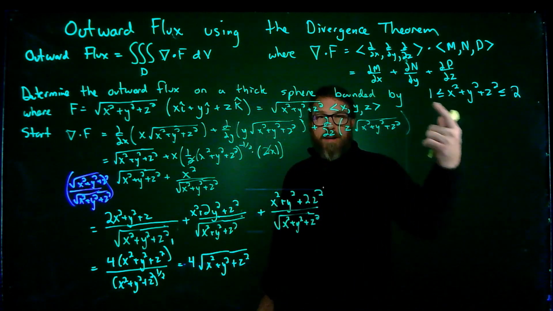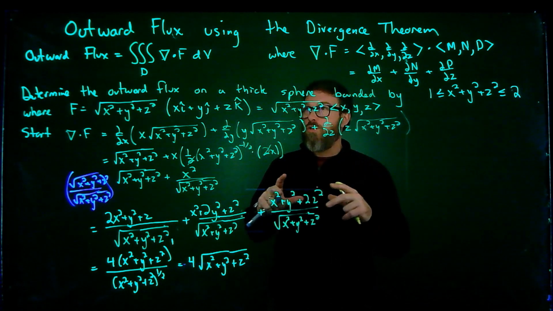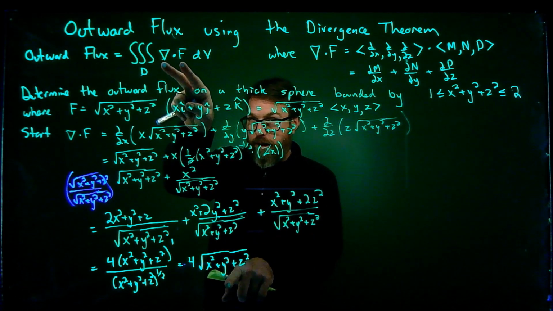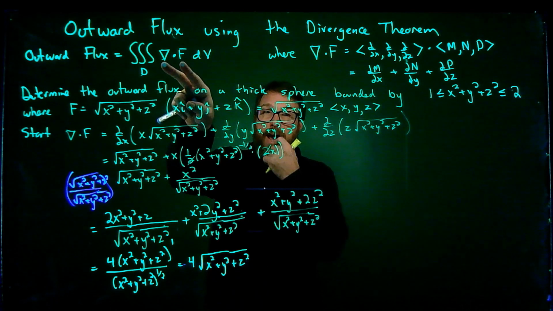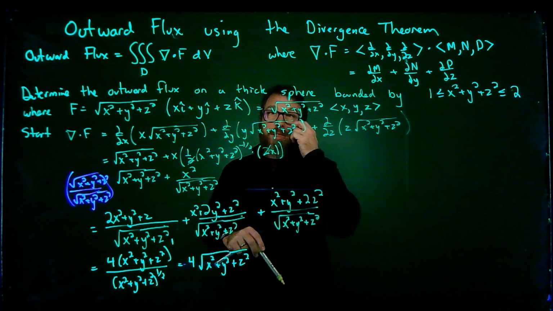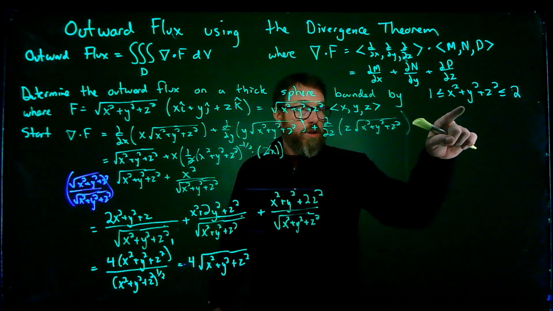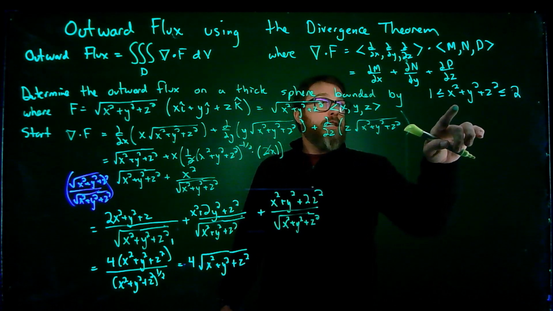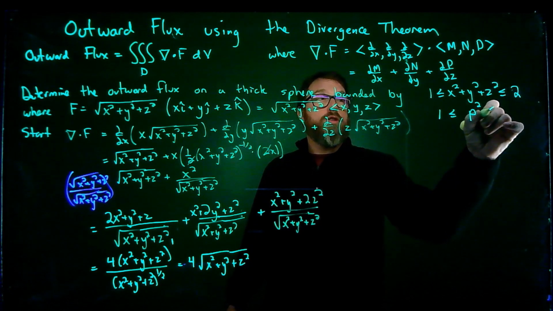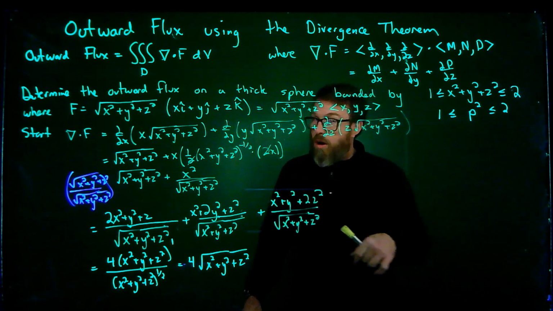Now, let's go back to the bounds here. We're talking about this being done on a thick sphere, because remember, we're going to have to integrate over these bounds. I know the integrand now, it's right here. Since this is a sphere, I would highly recommend against using rectangular coordinates. I would clearly use spherical coordinates, so let's rewrite this in terms of rho. Well, x squared plus y squared plus z squared is rho squared. So this is 1 less than or equal to rho squared, which is less than or equal to 2. If I want to know the bounds on rho, I'm going to have to square root all these things.